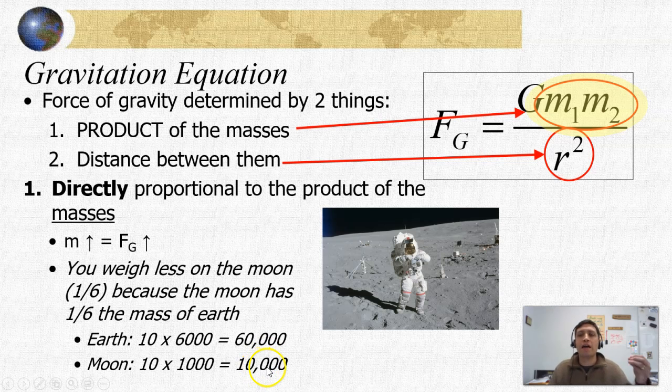That's the reason why an astronaut weighs less on the moon. That's the reason why when they jump up, they come back down very, very slowly. They do come down. There is gravity on the moon, but there's less because the force of gravity is directly proportional to the product of the masses. If the masses change, the force of gravity changes.